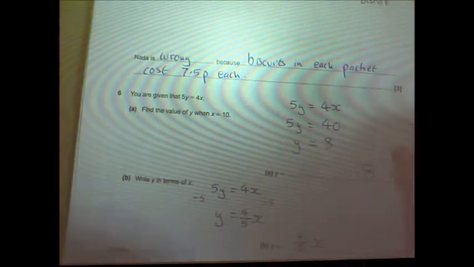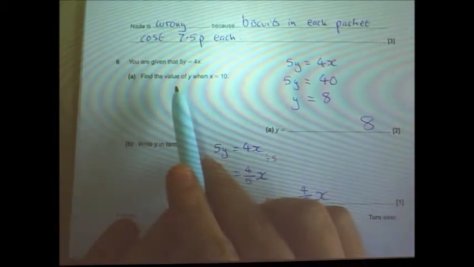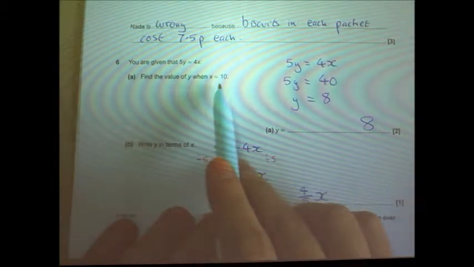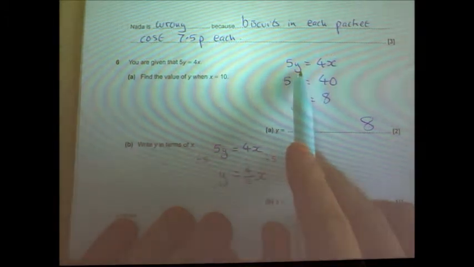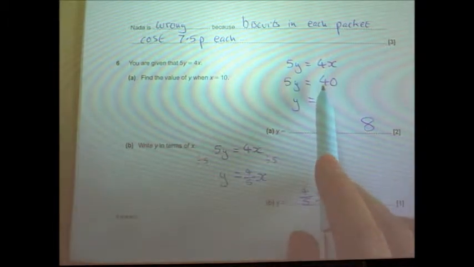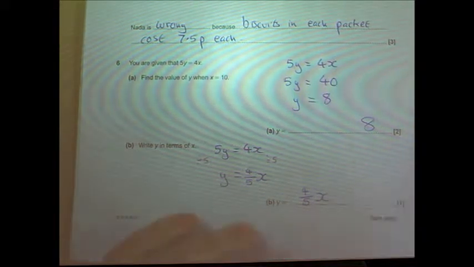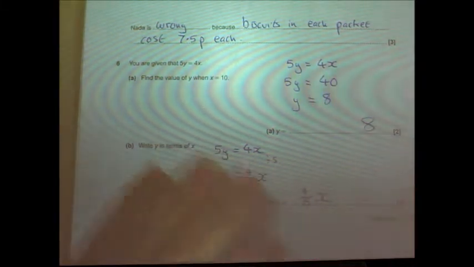Question 6. You are given that 5y equals 4x. Find the value of y when x is 10. So 5y is 4x. If x is 10, 4x will be 40. So you've got 5y is 40. So 5 times what is 40? 5 times 8 is 40. If you are solving, well, it is an equation we've solved.